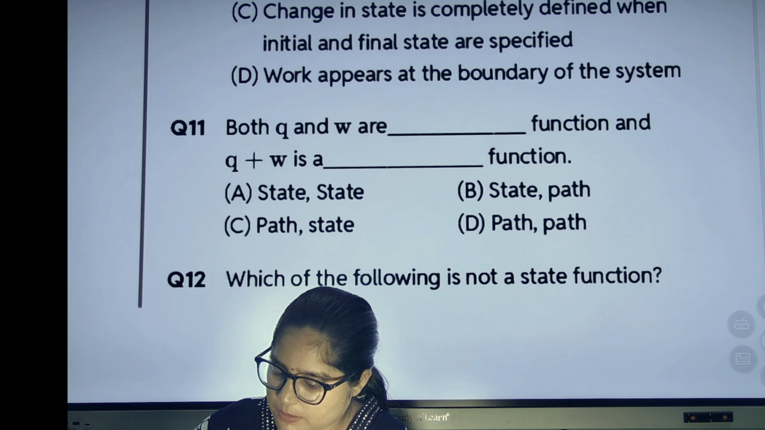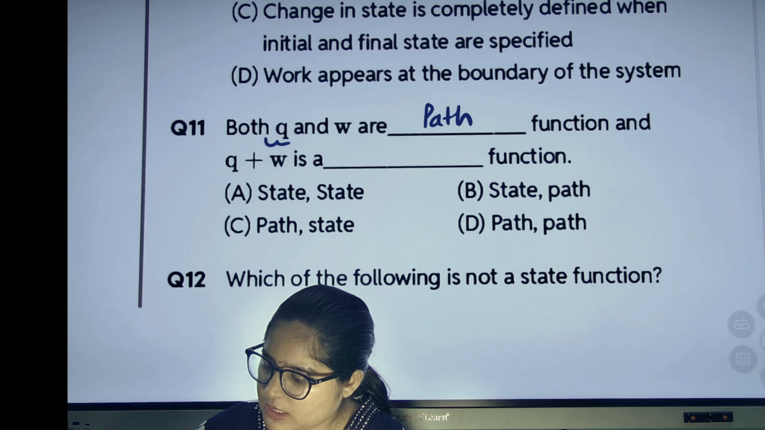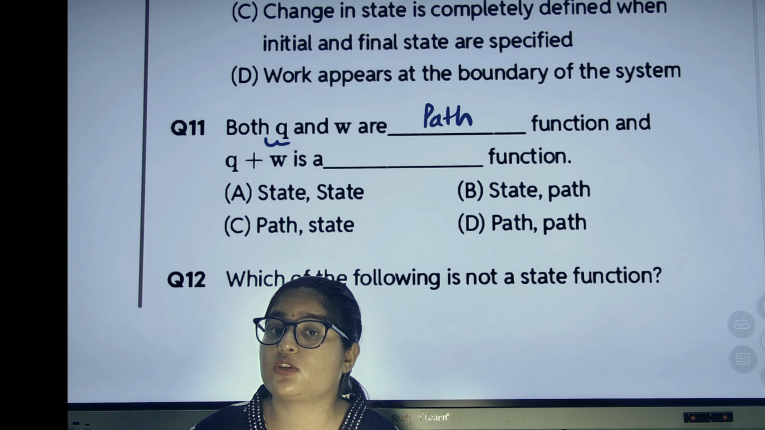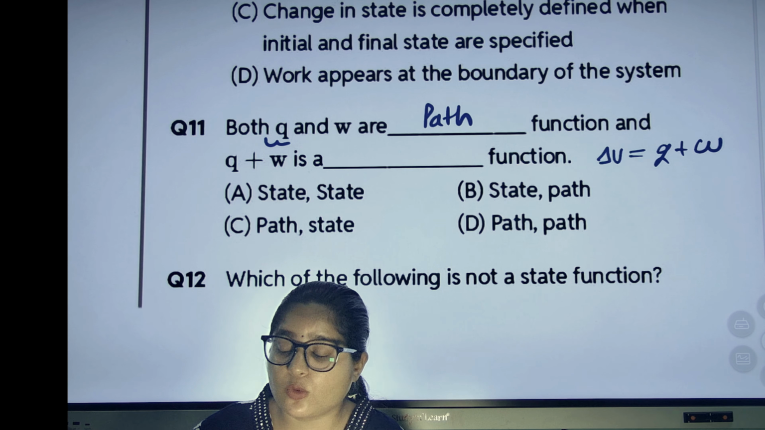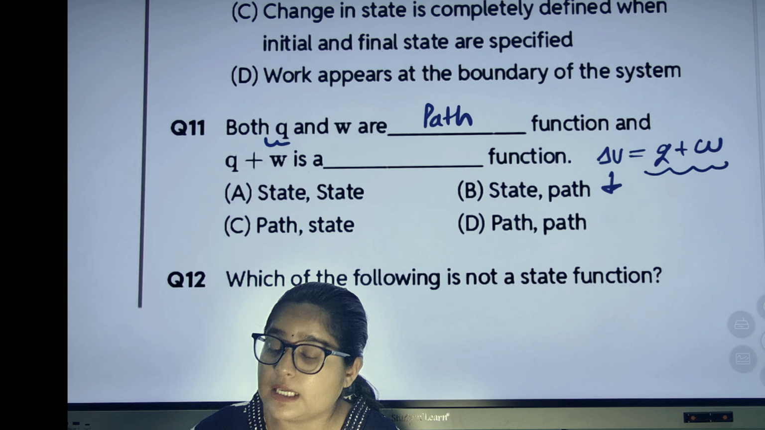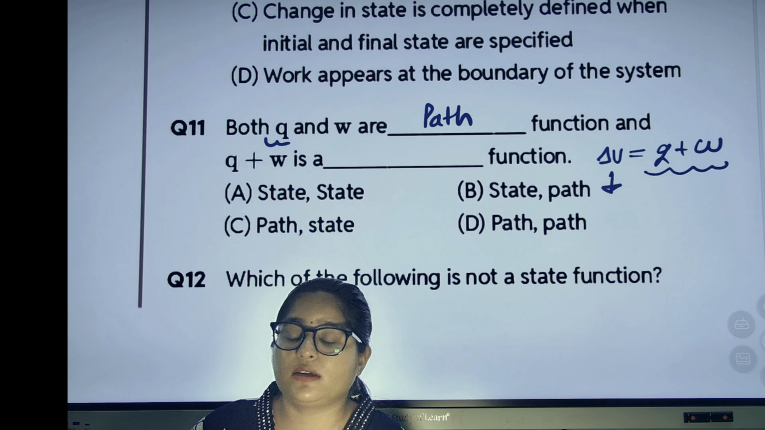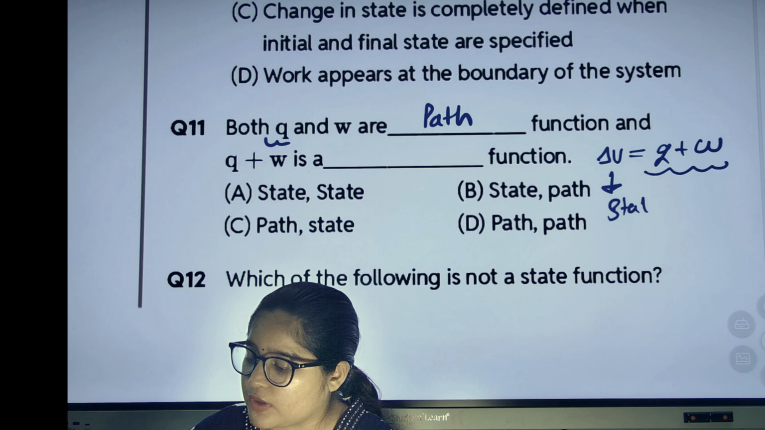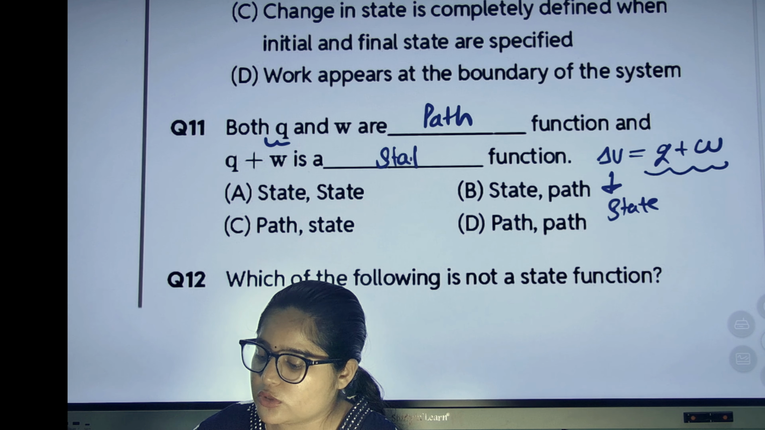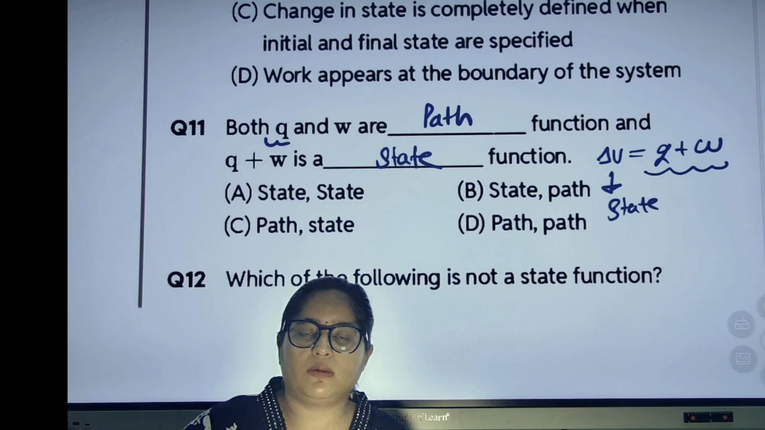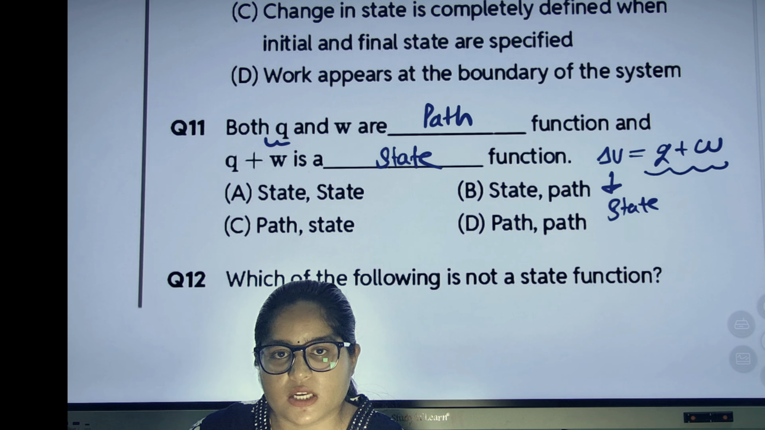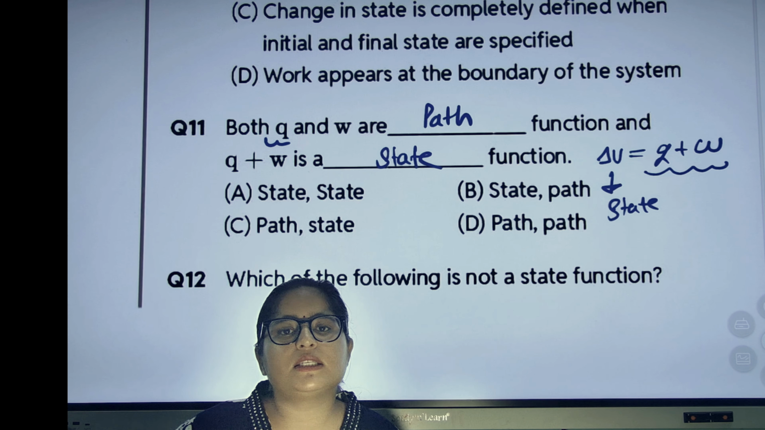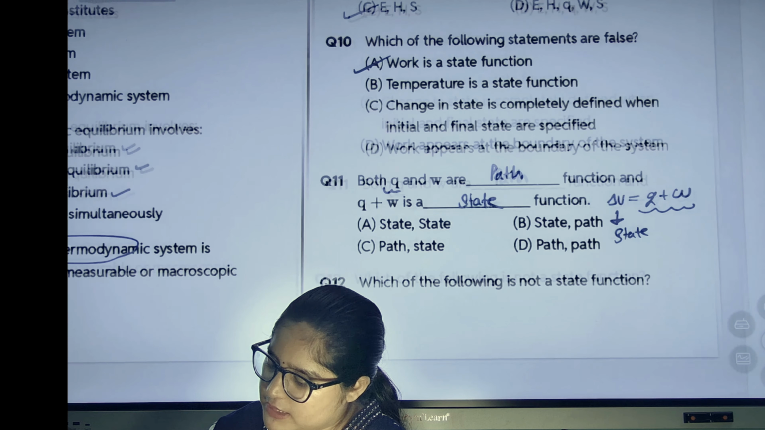Next, both Q plus W are... So now you tell me, Q is a path function, and Q plus W, first law of thermodynamics formula, delta U is equal to Q plus W, and this Q plus W is delta U. U is change in internal energy and it is a state function. Clear? Very important. So Q is a path function, no problem, W is a path function, but when you add Q plus W, what do we get? Delta U, change in internal energy, which is a state function. Over.